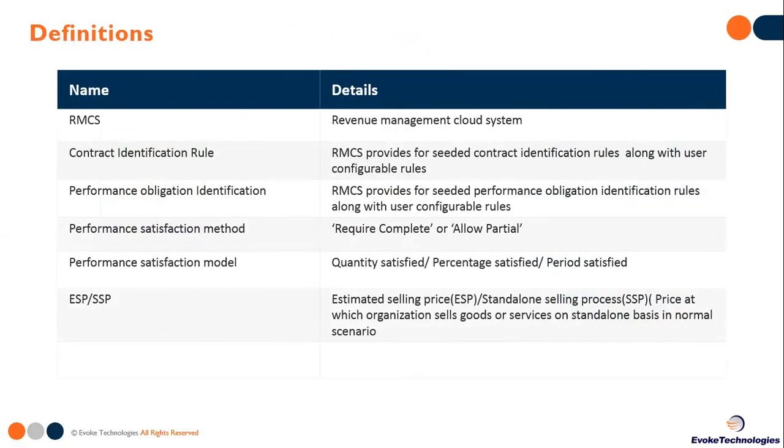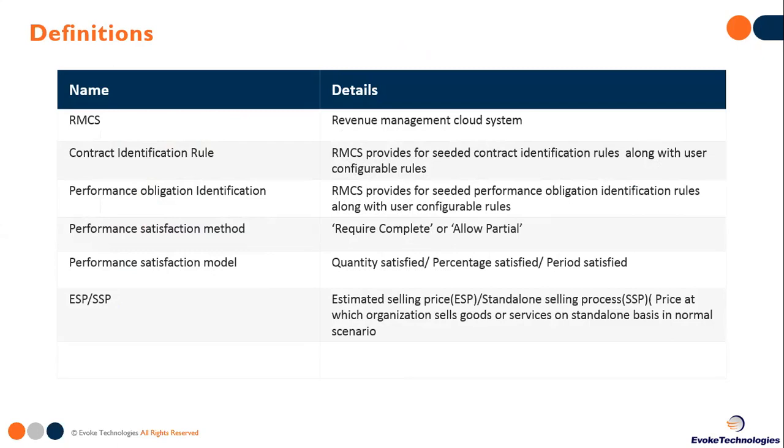So let us assume that organization A is selling goods to organization B at an agreed price on agreed terms and conditions. This is called a contract. And organization A is obliged to provide those goods to organization B under agreed terms and conditions.